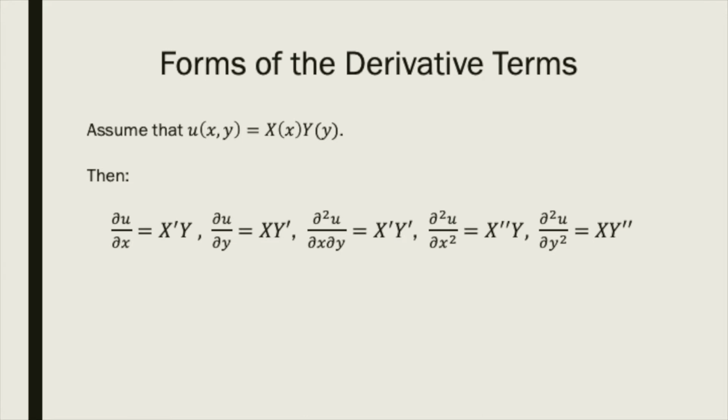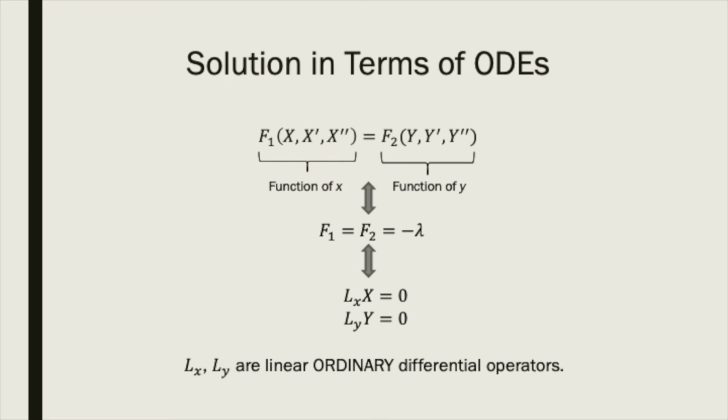We could begin to apply the method by assuming that the solution is in fact separable. Then we can calculate the partial derivative terms that appear in our PDE. If our solution u is separable, these derivatives will have the present form. We can then plug these derivatives into our original PDE. If all goes according to plan, we should be able to separate the functions in x from those in y. Here we have some function f1 of the big X and its derivatives on the left-hand side, and f2 of the big Y on the right, each independently a function of the independent variables x and y respectively.